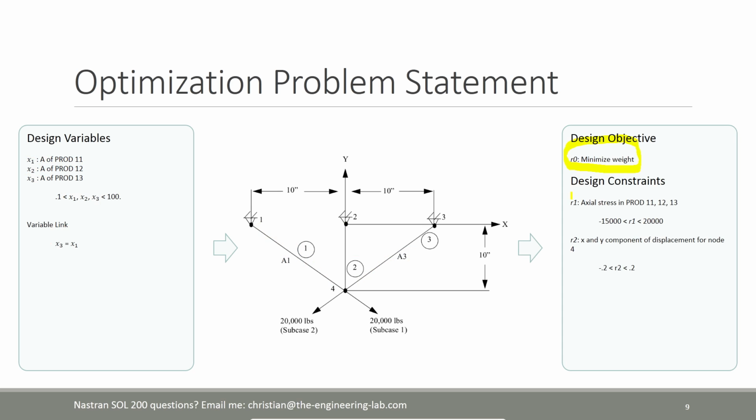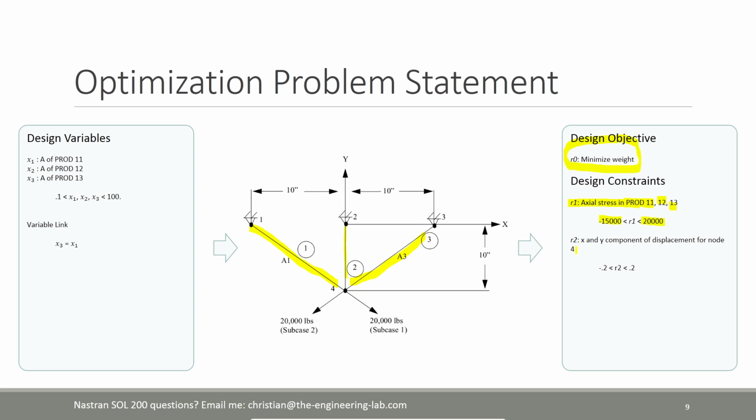As for design constraints, again, your model is going to be producing a lot of quantities. Here, for this scenario, we want to constrain the axial stress in P-rod 11, 12, and 13. So here what we are saying is take the axial stress for any element associated to P-rod 11, and it so happens that that would be this element. Do the same for any element associated with P-rod 12 and 13. So that would be this element and this element. Also, constrain the axial stress so it's within negative 15,000 and 20,000.